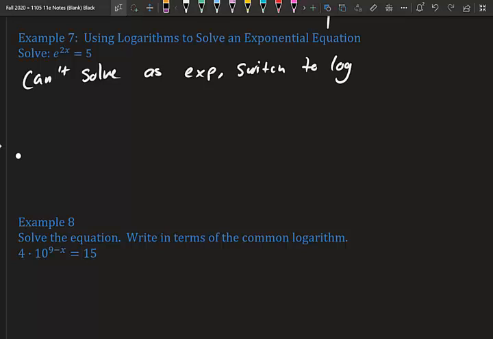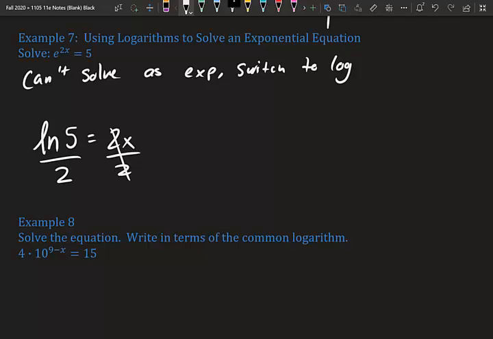So let's do that. The given base is e, which means ln. E and ln always go together. What's given is 5, and what's left over is 2x. We can solve for x now by dividing each side by 2. So we have ln 5 over 2 equals x. That is our exact answer.